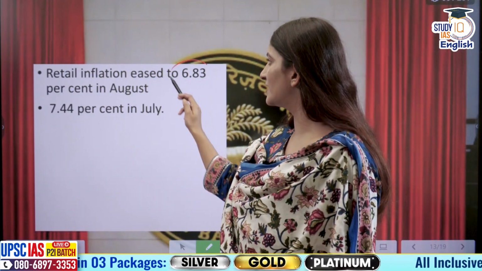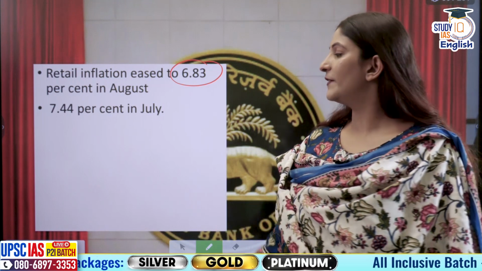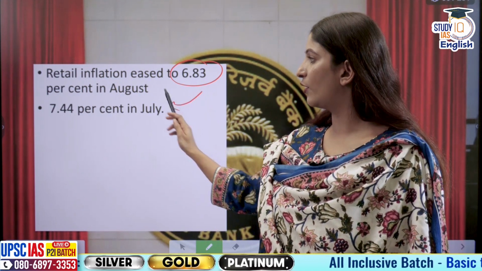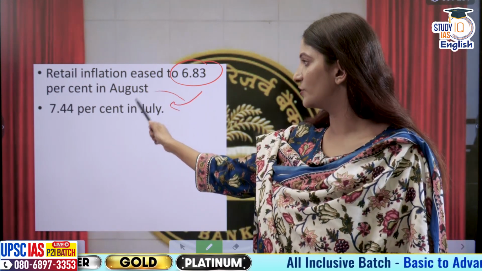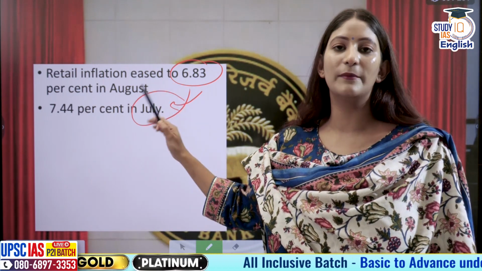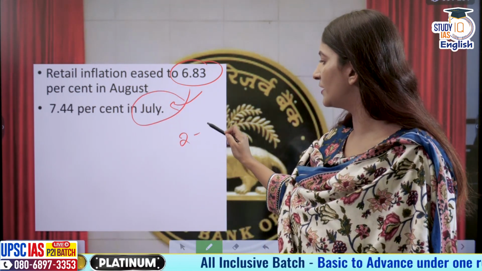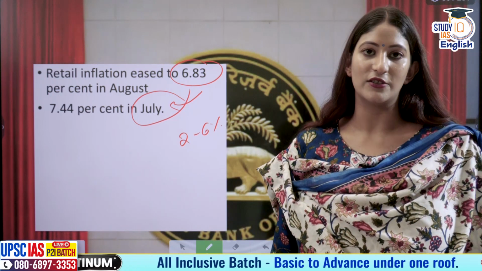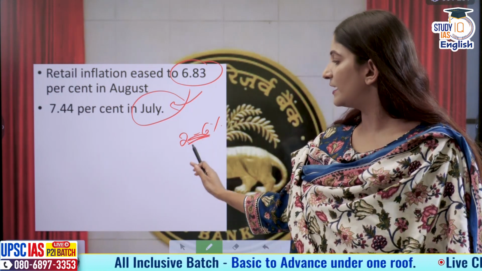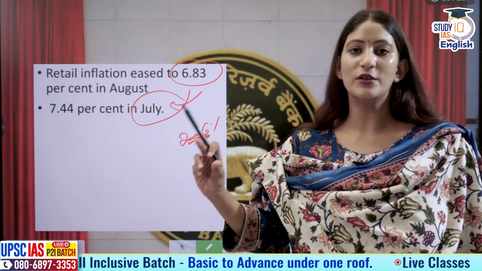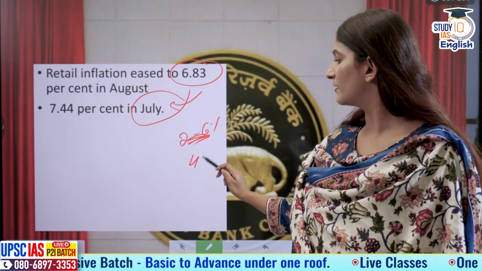Retail inflation has eased to 6.83%, if we compare it to the 15-month high of 7.44% that was in July, but it is still above the comfortable range. The comfortable range is 2 to 6%. Within this range only the inflation should be. The most appropriate is 4%.